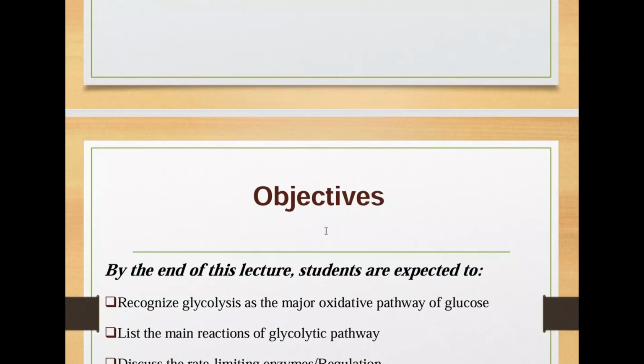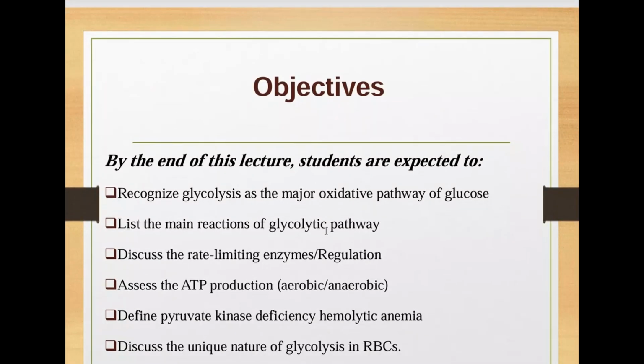The Greek word glycolysis: glykys means sweet and lysis means splitting. So sweet splitting, that is called glycolysis. Now glycolysis, where does it occur? All the steps take place in the cytoplasm.